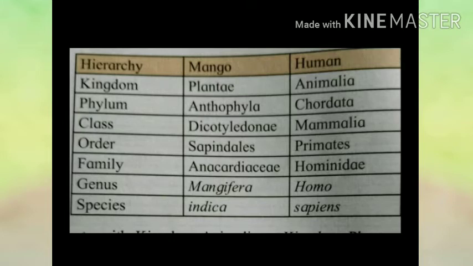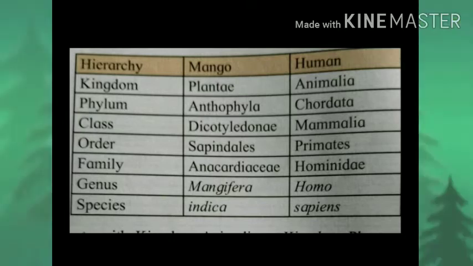A hierarchy is a form of classification that starts with the kingdom Animalia or the kingdom Plantae. Further groups and subgroups are formed depending upon basic similarities and differences. This is called the hierarchy of classification.